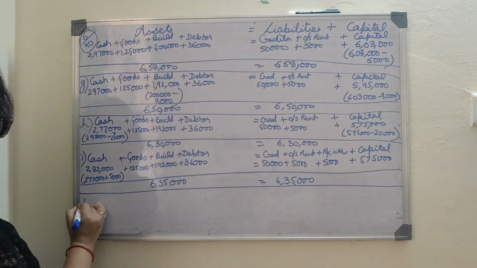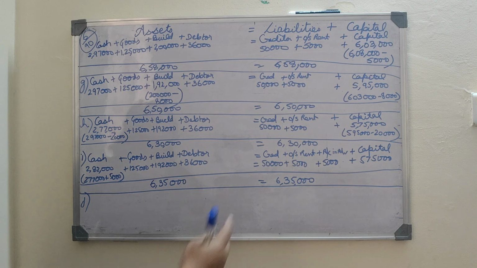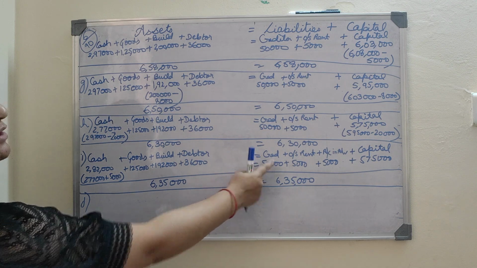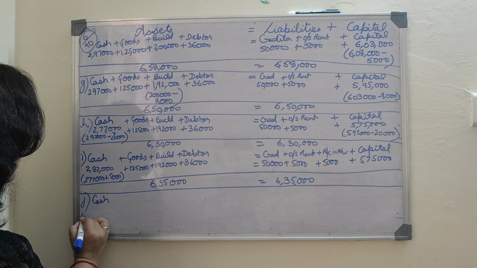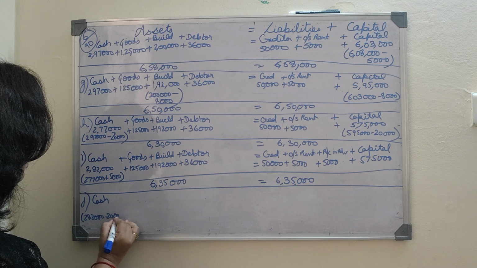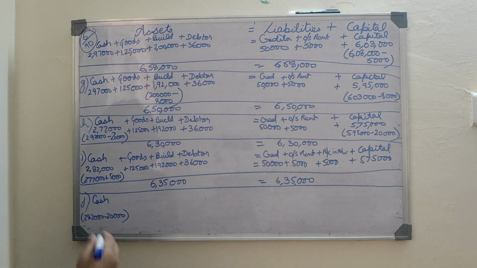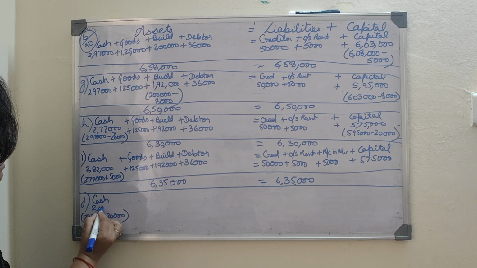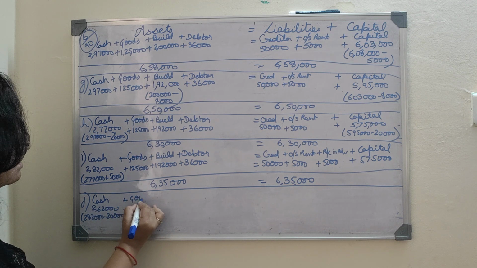Now we go on to the next part, the J part. Cash paid to Himani on account 20,000. Himani is our creditor, right? So 20,000 is paid to Himani out of cash. So cash will get deducted. 2,82,000 minus 20,000. So we have deducted it. So it comes to 2,62,000. Other things remain the same.